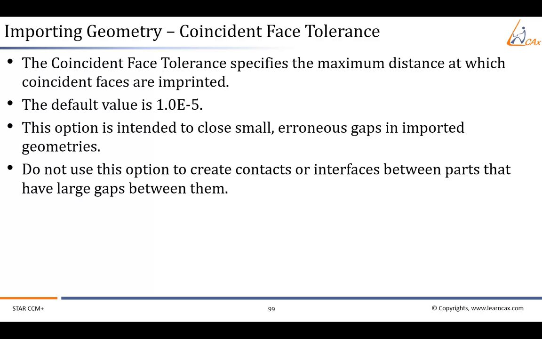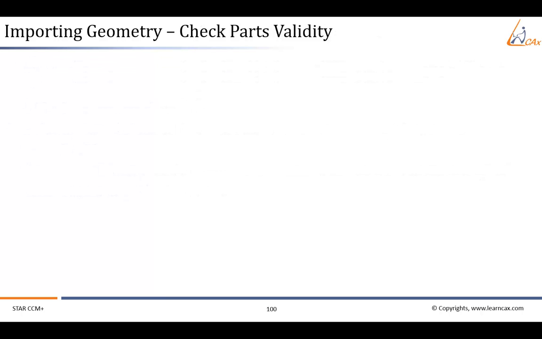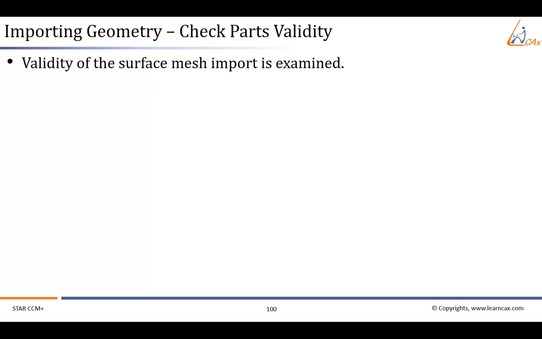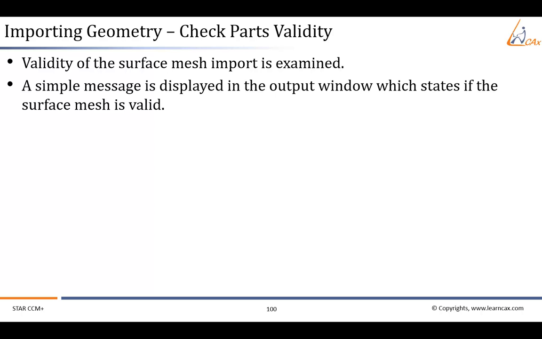The next option is Check Parts Validity. The Check Parts Validity option is available when importing any surface mesh file type. When this option is activated, the validity of the surface mesh import is examined. A simple message is displayed in the output window which states if the surface mesh is valid.